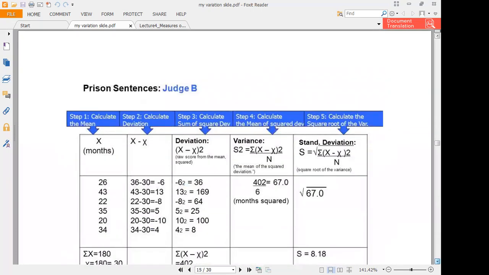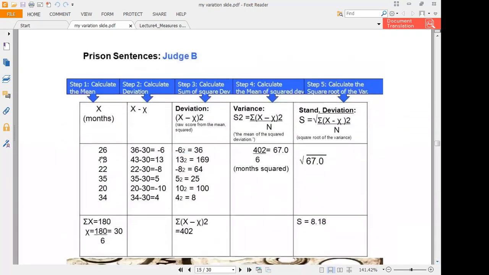Okay, let's see Judge B. For Judge B, we are going to do the same thing. We add everything here together, then divide by 6, and that gives us 30. You can try to pause the video and sum it yourself to confirm that. The next thing is to subtract the mean from each of the data, and that is what we are doing here.